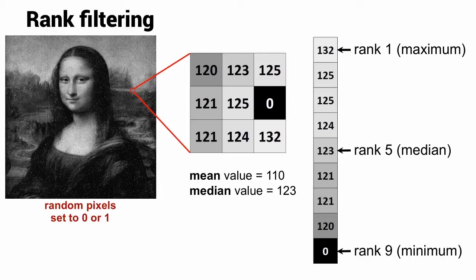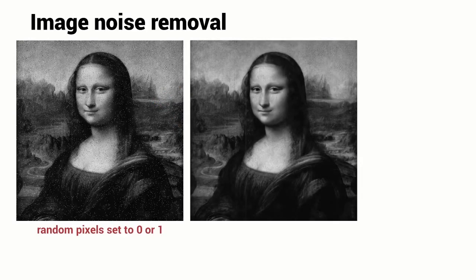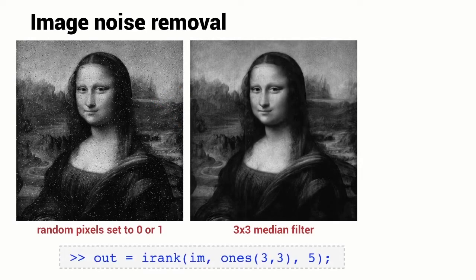So let's apply a median filter to the Mona Lisa image. There she is with the salt and pepper noise. And here she is after we've applied a 3x3 median filter. You can see that the effect of the noise has been dramatically reduced, but the fine detail in the image has been mostly retained. To compute this, we use the toolbox function iRank.